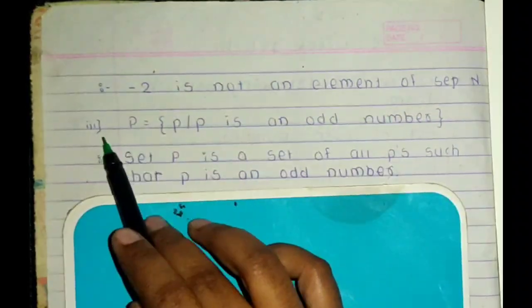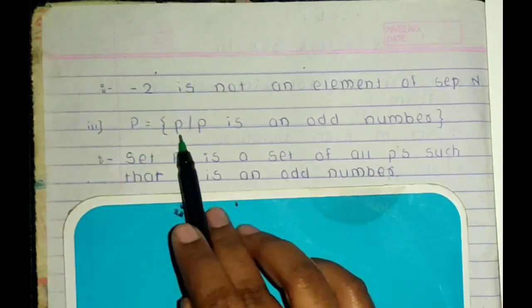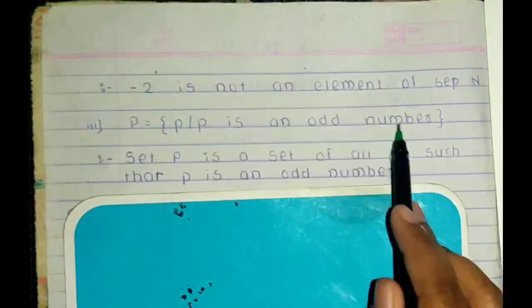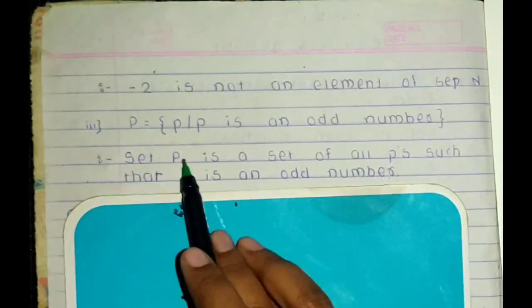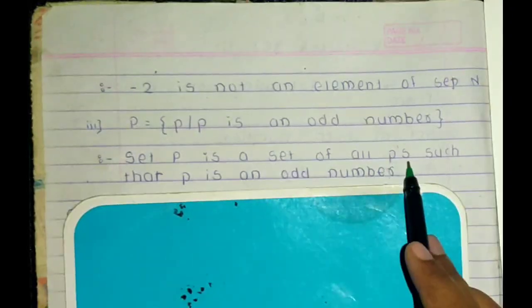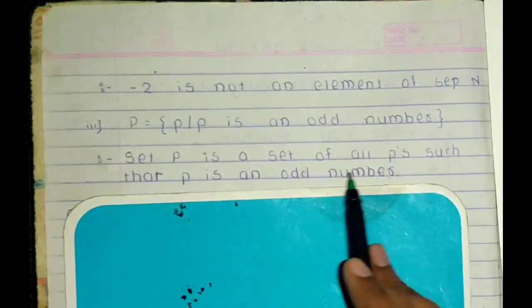Now the third part: P equals {p such that p is an odd number}. The answer will be: set P is the set of all p such that p is an odd number.